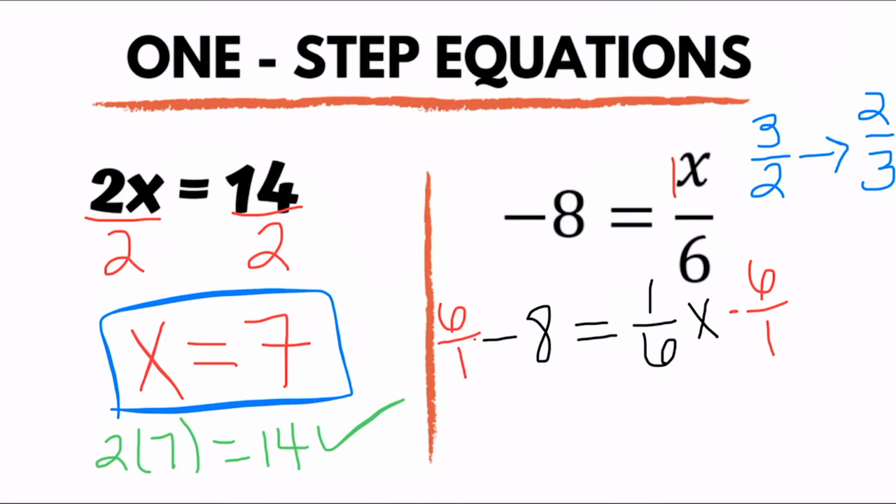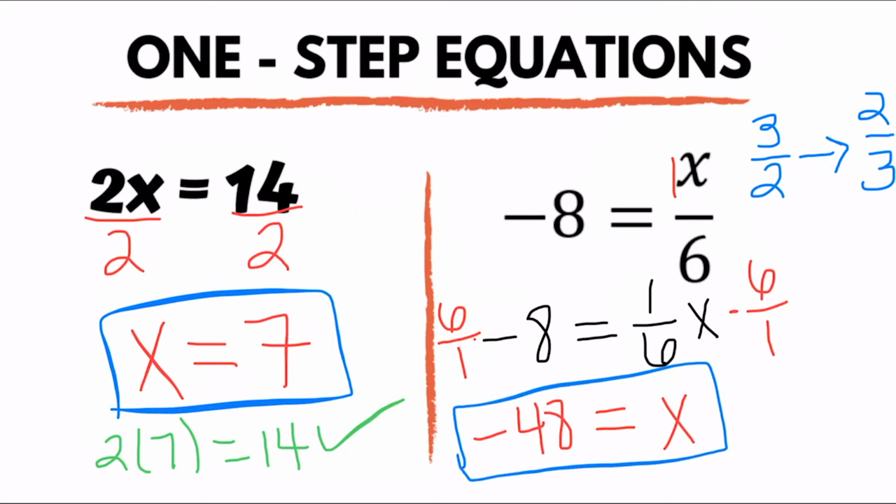Now, whenever I multiply by 6 over 1, on the right, 1 times 6 is 6, and 6 times 1 is 6. So I get that 1x that I was looking for. This just becomes 1x. But then again, I don't need to really write 1x. I'm just going to put an x. And then negative 8 times 6 is negative 48. And that is it. X equals negative 48.